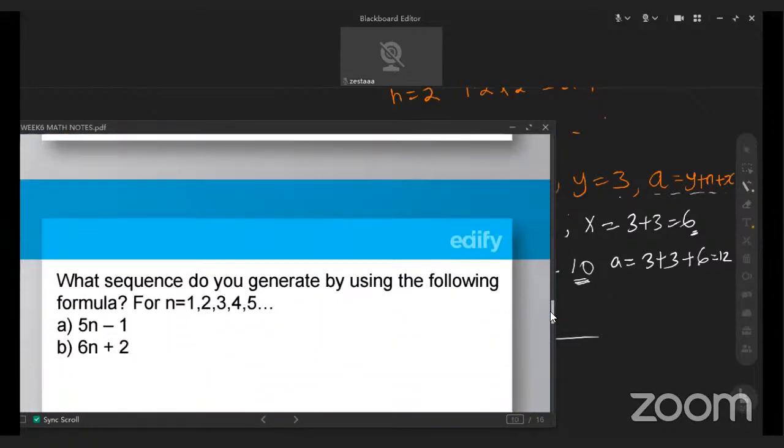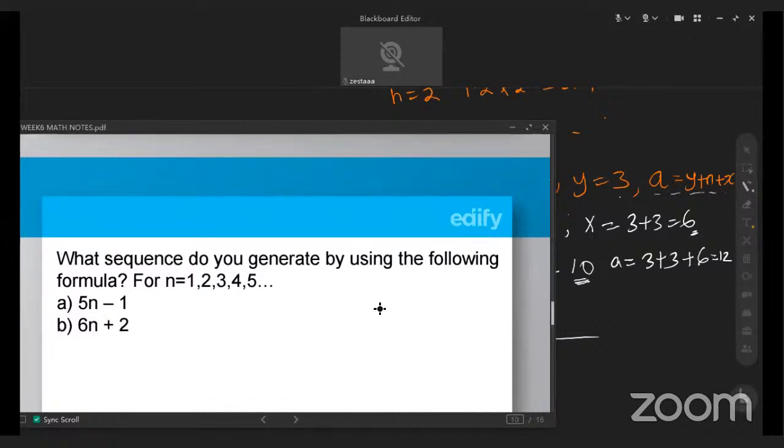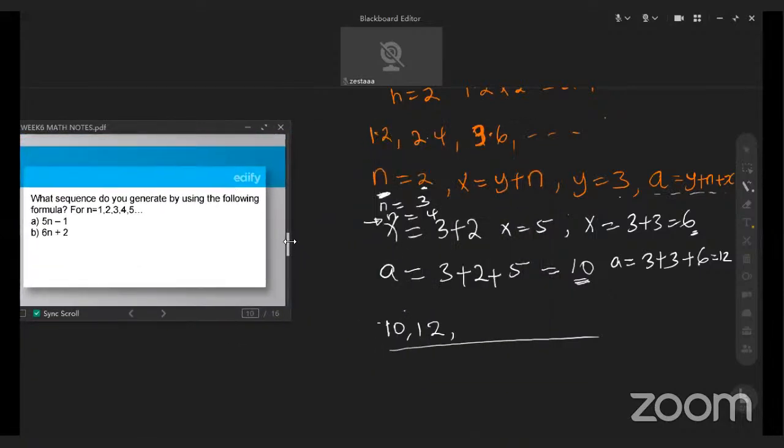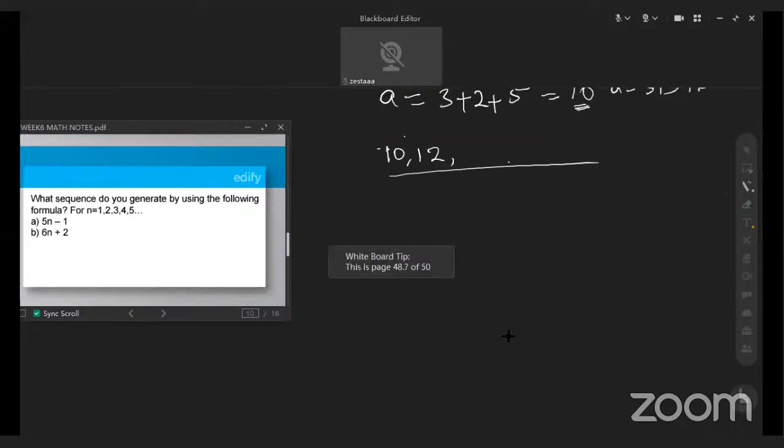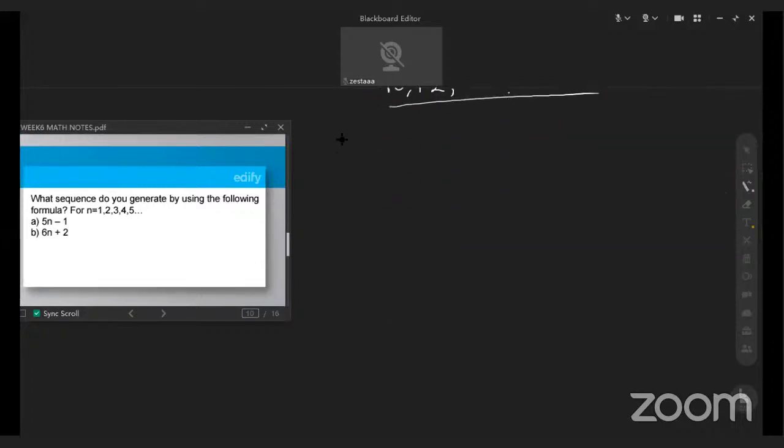We have something here. What sequence do we generate using these numbers, for n equals 1 up to 5? We have 5n minus 1, 6n plus 2. So what do you do in such a case? We've been given our n. Our n is 1, 2, 3, 4, and 5. And our formula is 5n minus 1.